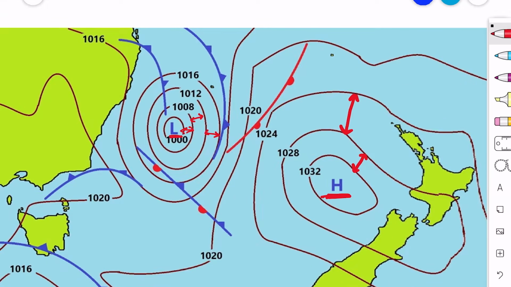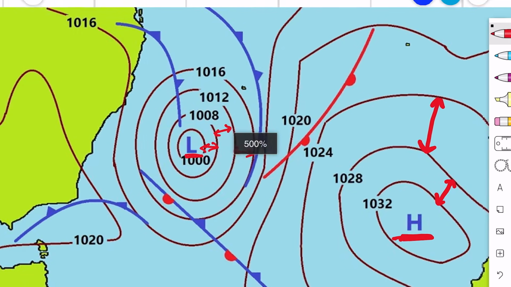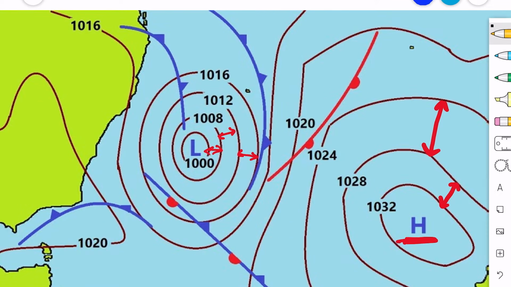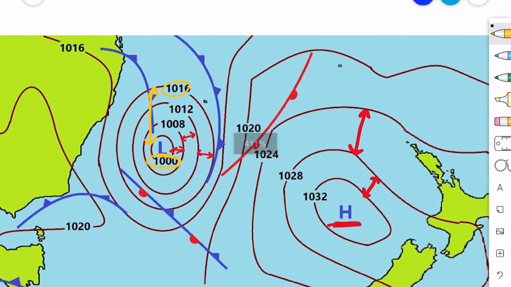The distance between two isobars also tells us about the pressure gradient. Pressure gradient means the difference in pressure. So if you see here in a low pressure area, the pressure has gone from 1000 hectopascals to 1016 hectopascals in just this distance. Whereas in a high pressure area, the pressure went from 1032 to 1020 hectopascals, which is just 12 hectopascals. And here it was around 16 hectopascals. So we can say the pressure gradient is higher or steeper in a low pressure area. And the steeper the pressure gradient, the stronger will be the winds.